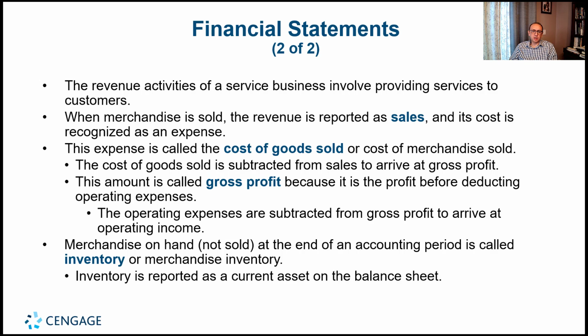Sometimes we give it the name cost of merchandise sold. So cost of goods sold, cost of sales, cost of merchandise sold, all of these are different names for the same thing. The cost of goods sold is subtracted from sales to arrive at the gross profit. This amount is called gross profit because it's the profit before deducting any operating expenses. The operating expenses are later subtracted from gross profit to arrive at operating income.